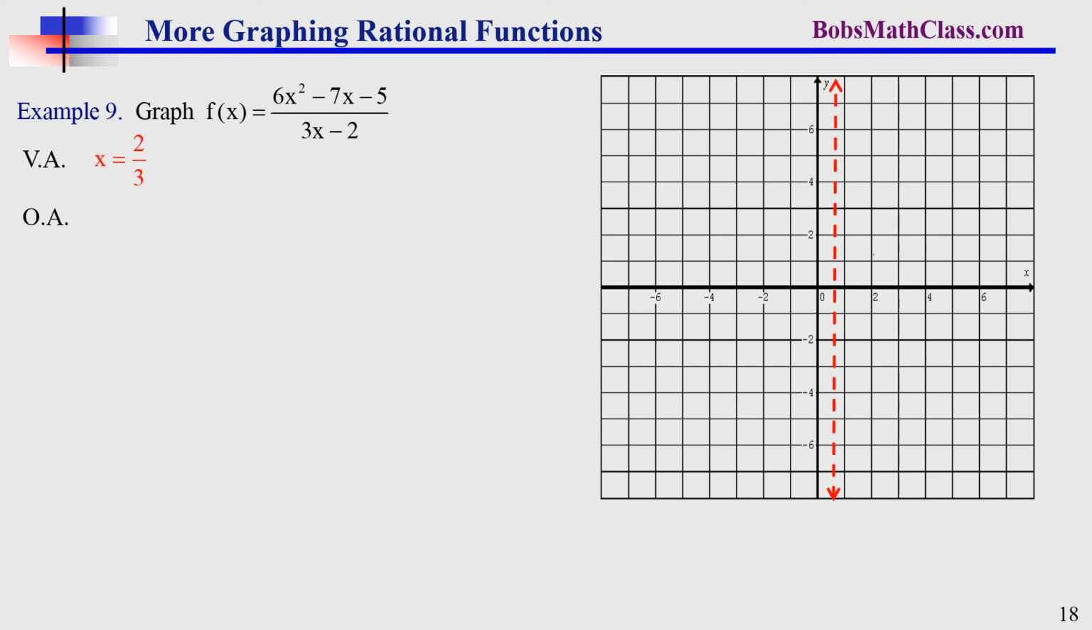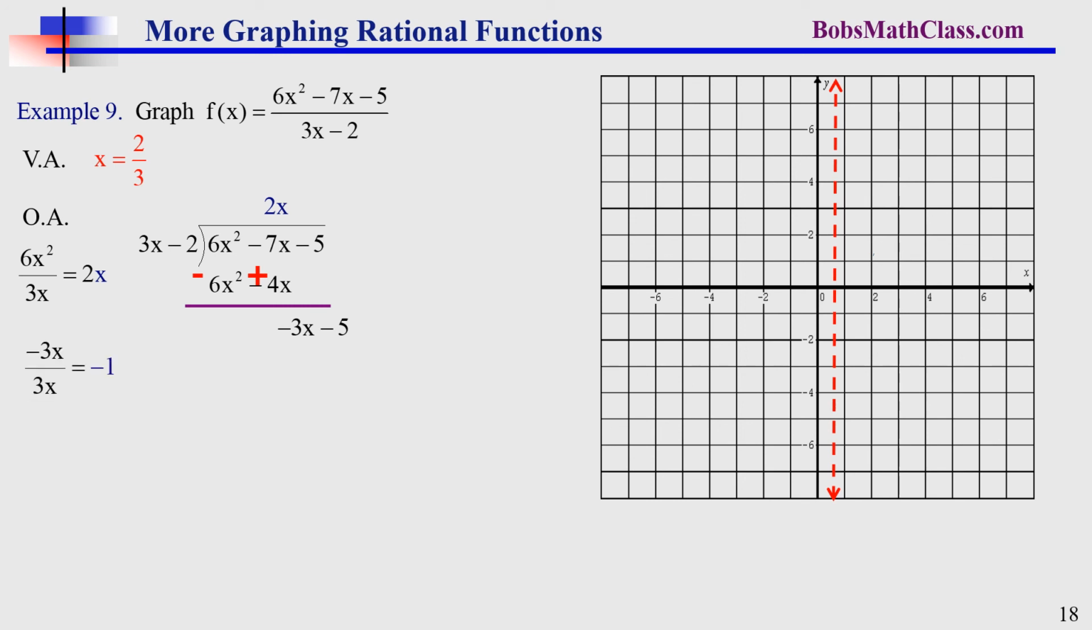Let's see, we can't use synthetic, so we're going to have to use long division. Let's see, 6x squared over 3x, 2x. Multiply. Draw the line, change the signs. Then it's -3x over 3x, which is -1. Draw the line, change the signs. We get a remainder of -7. We don't care. So it's y equals 2x minus 1.